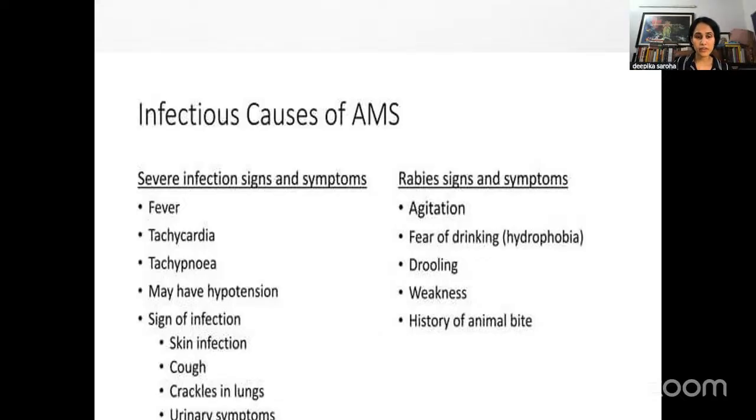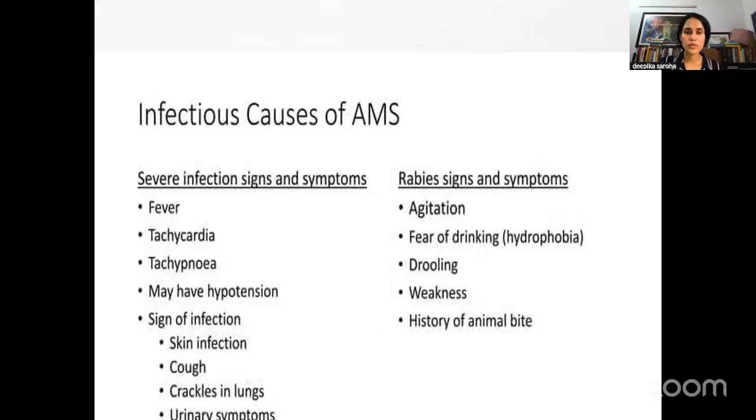Then look for the peripheral markers such as tachycardia, tachypnea, reduced blood pressure, signs of infection. Some skin infections can be there, cough, crackles in the lung, and some urinary symptoms. Patients who are elderly, immunocompromised, or have had an intraurethral catheter or Foley's catheter in for a long time may have no other site of infection, but this will lead to it. And old patients, particularly elderly male patients with prostate complaints, get a Foley inserted and they just come to you with altered sensorium.